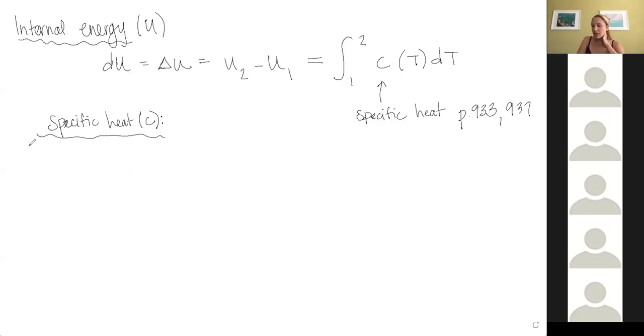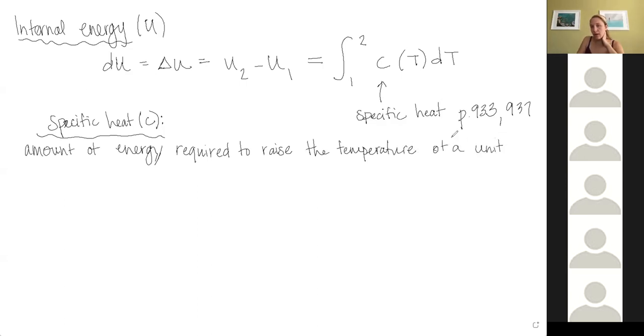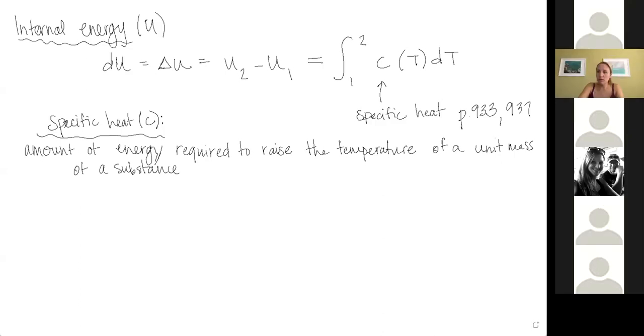Specific heat is defined as the amount of energy required to raise the temperature of a unit mass of a substance by 1 degree Celsius.